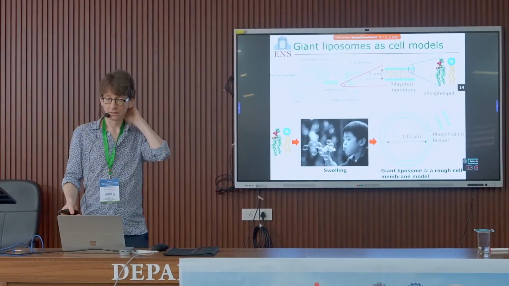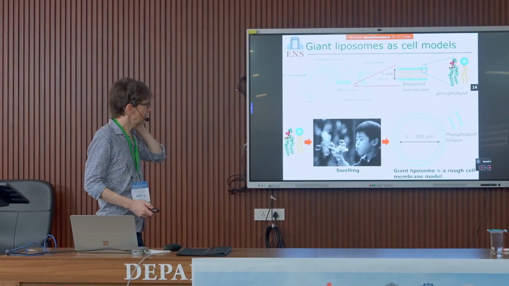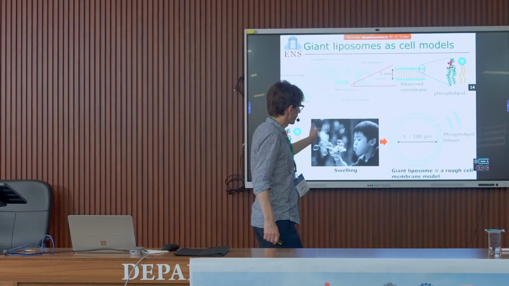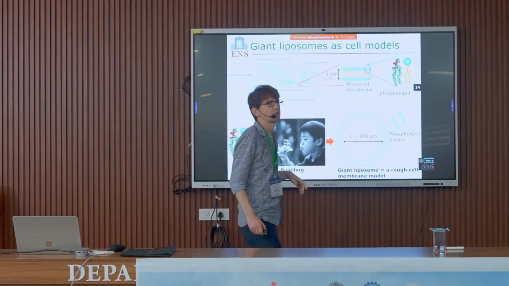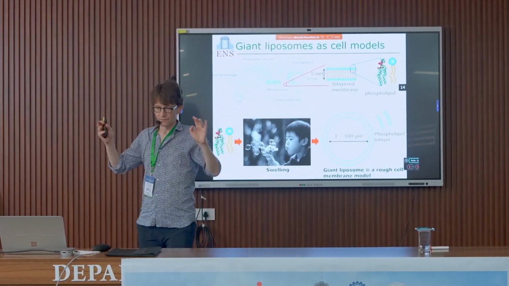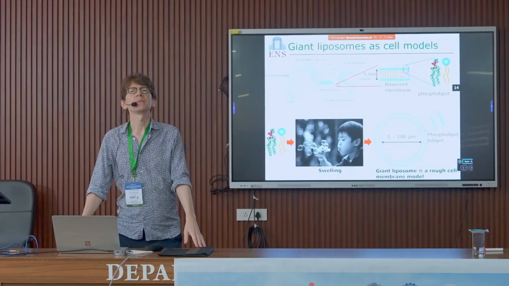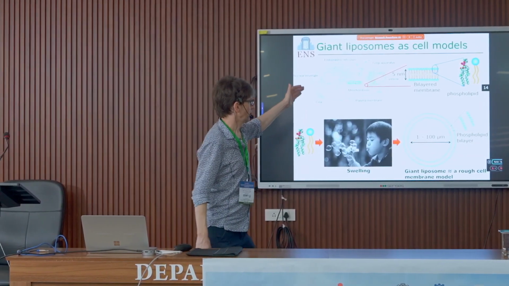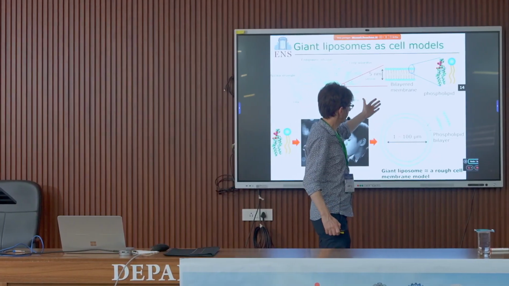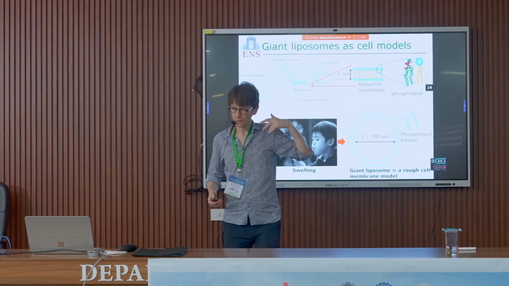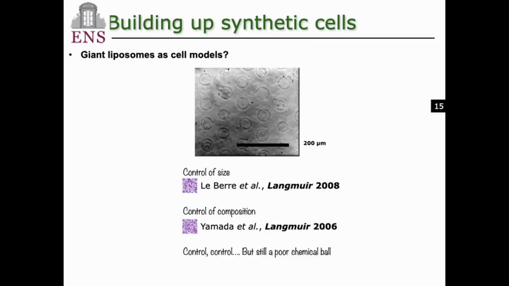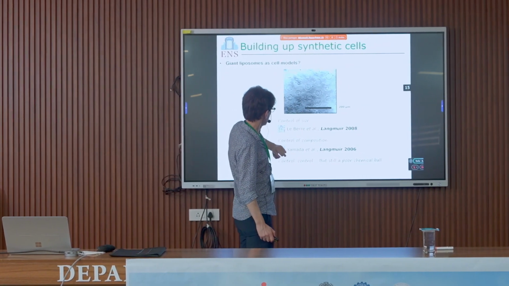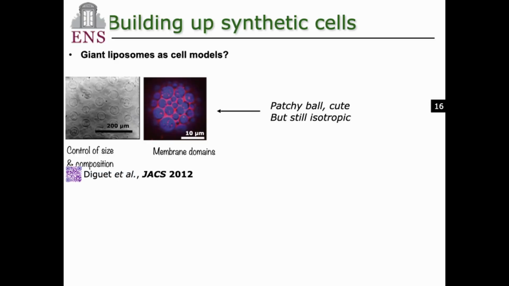This is called a giant liposome, and it is typically between 1 and 100 micrometers. It is very far from a natural cell, but it can be a very simple model because you have a membrane, an inner compartment and an outer compartment. Actually, we have developed methods to control their size and their composition.